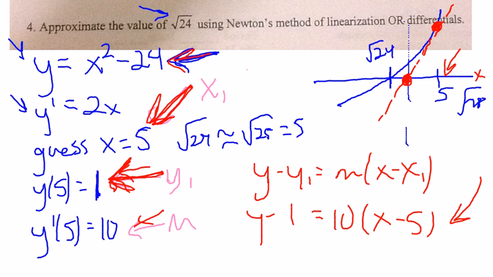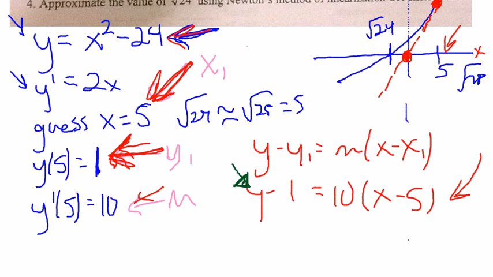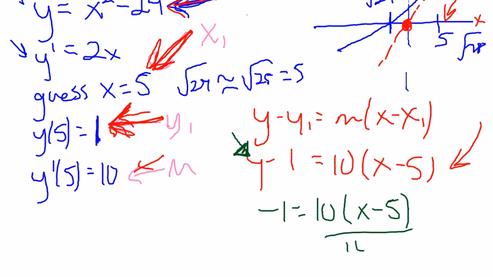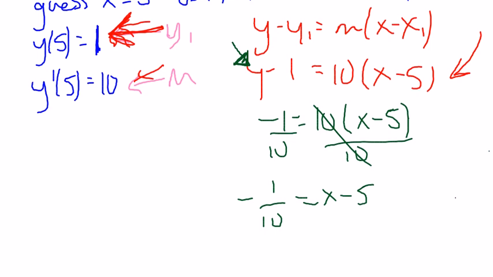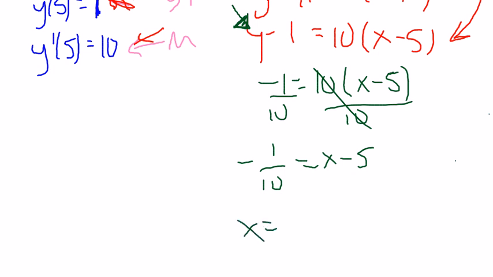So kind of the last little step here in Newton's method of linearization is, on this tangent line, to take this y and set it equal to 0. So what I'm going to get is that negative 1 equals 10 times x minus 5. And, you know, there are multiple ways to do this, but what I'm going to do to solve is divide by 10 first. These cancel. That gives me negative 1 over 10 equals x minus 5. And then I'm going to add 5 to both sides. And that gives me x equals 5 minus 1 over 10.